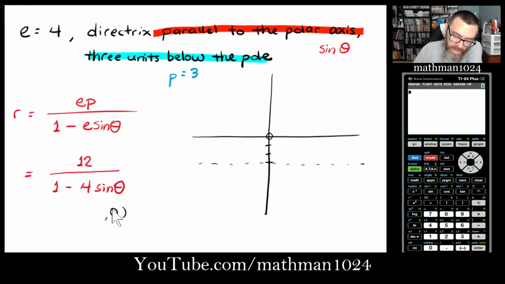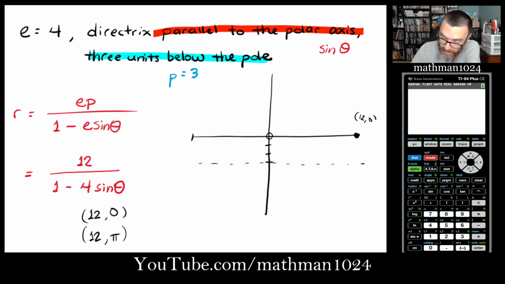0, sine of 0 is 0, so we would have 12 over 1, so that's just 12. Also, if I plug in pi, I still get 12. So it means you'd have key points out here on the edges with rectangular coordinates of 12, 0, and negative 12, 0. Now, before you start saying, I thought it's positive 12 comma pi, that means that in the pi direction, you're 12 units out to the left. Now, we'd also want to check out what happens with pi over 2 and 3 pi over 2.